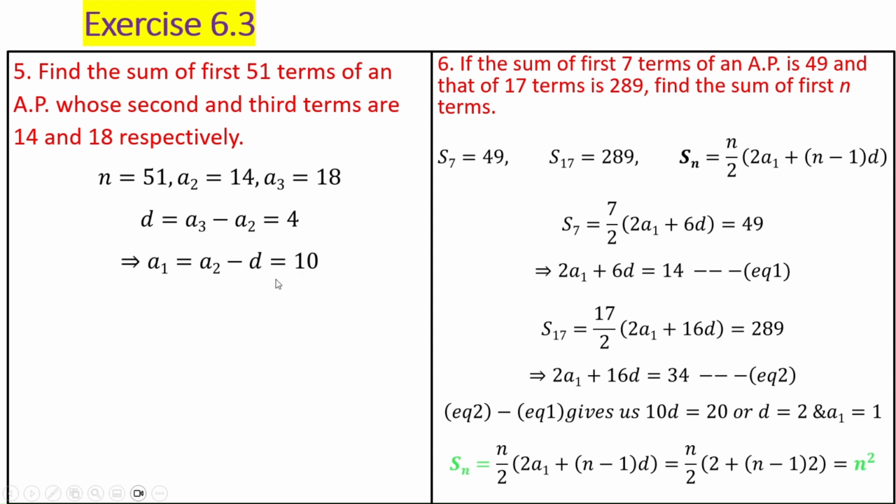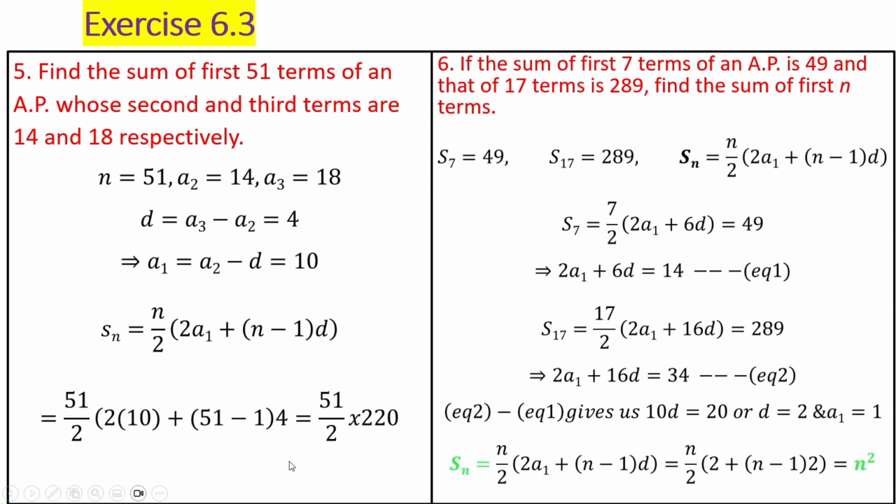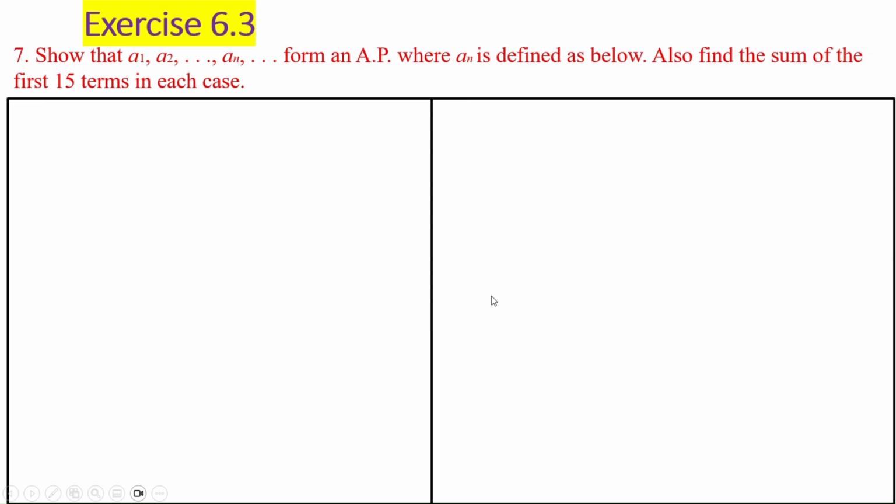A1 is A2 minus d, we know. So the initial term is 10. Now I have all the values required. If I substitute, what I will get is Sn equal to 5610. So use all these tricks to solve these problems.